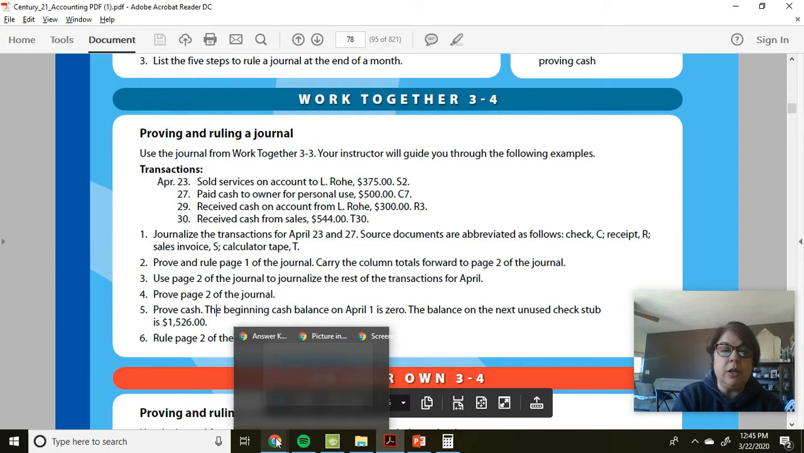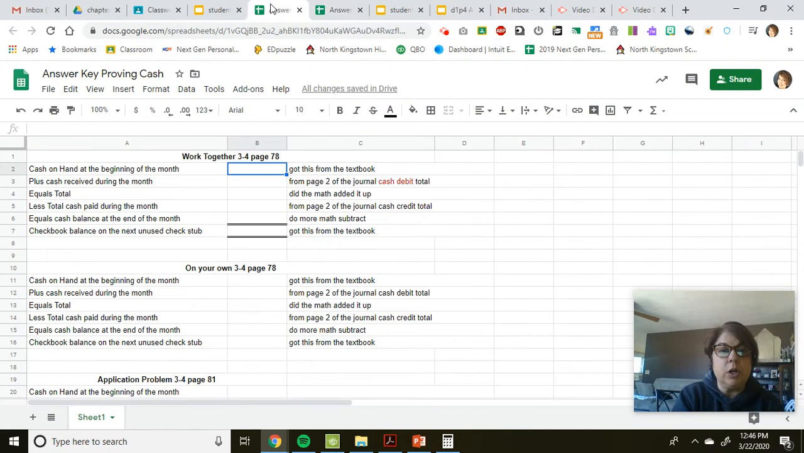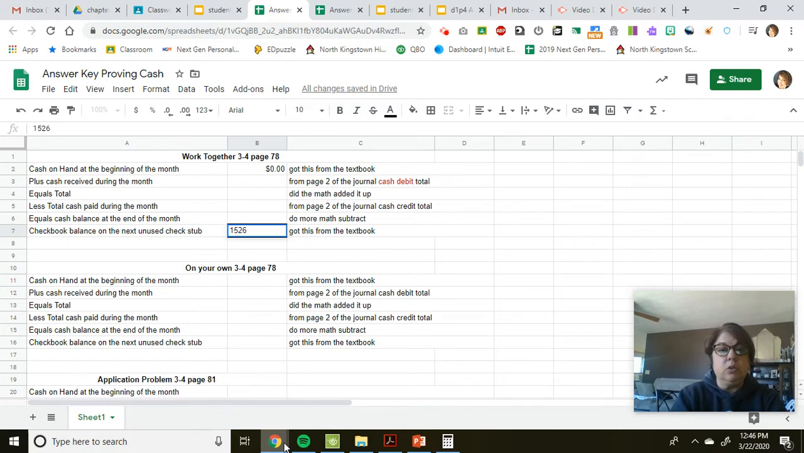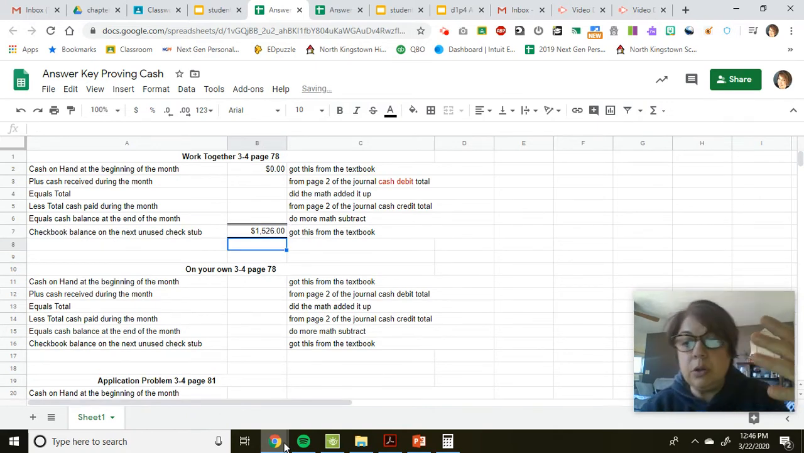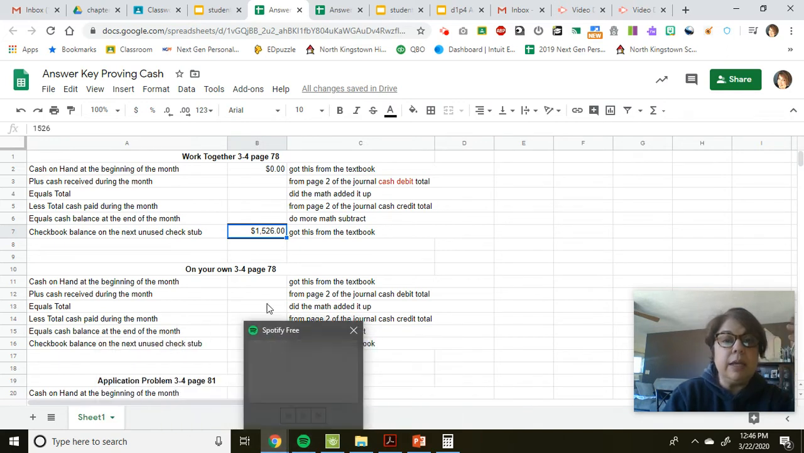In the first box of the proving cash worksheet, I want to make sure that the cash on hand at the beginning of the month is $0.00. I also want to pop in the last number from the textbook, which is 1,526. It's important that you pop those numbers in because those are the two known numbers from the textbook. This cell should not be a formula. It shouldn't be a cell reference. It should literally be a number typed into the box. So now the rest of it I need to go find.